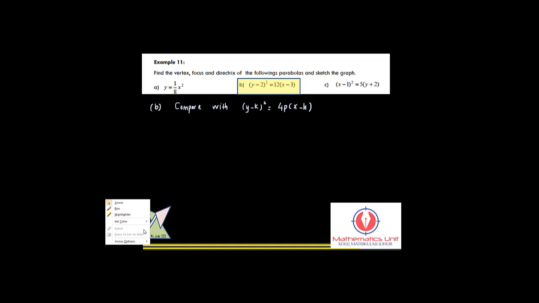So now we know that the variable y is in square form. So we have to compare with (y minus k) squared equals 4p(x minus h). So from here, obviously, what is the vertex? Remember, there is no center because the parabola is an open curve. Okay, it's not a closed area. So the vertex will be 3, comparing with this, and this will be 2.